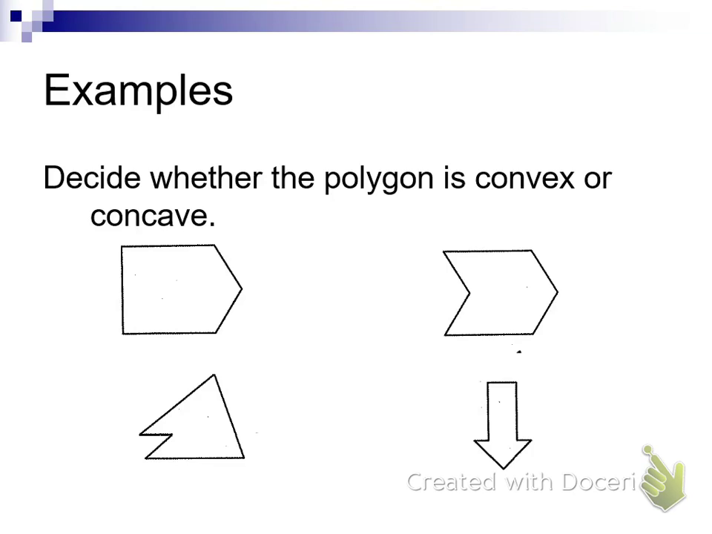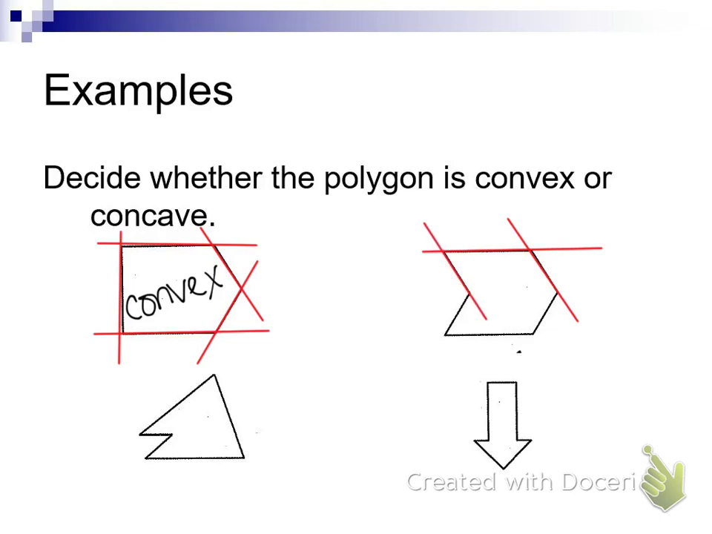All right, our first one, convex or concave. Convex, if we extend all of these sides, none of them ever cross into the middle of the polygon. So this one would be convex. All right, what about the one next to it? Concave. Some of the lines don't go into the middle, but at least one of them does. So because this one over here goes into the middle of the polygon, it has to be concave.